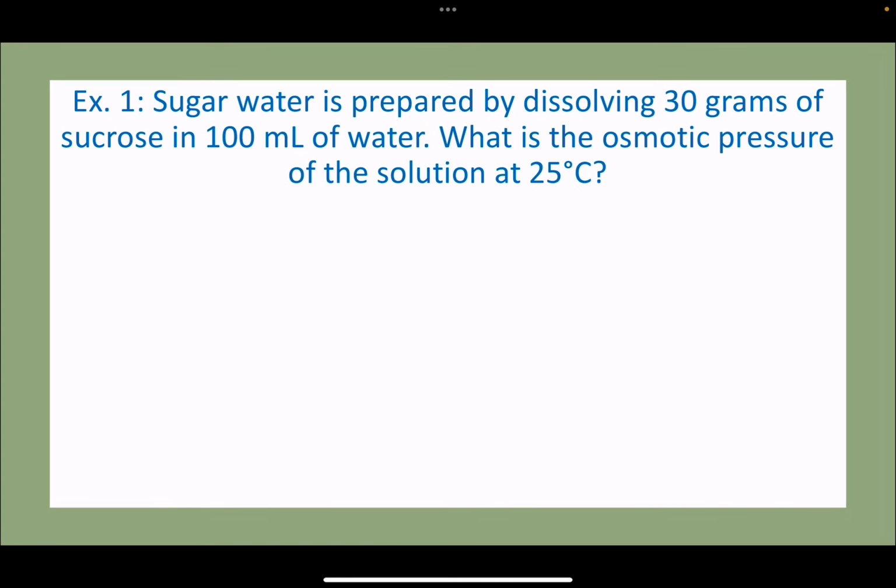We'll end this video with one worked example showing the Van't Hoff equation in action. The mathematical relation that relates vapor pressure to solute concentration is more complicated, so we'll reserve it for our unit on thermodynamics. Our example here says, sugar water is prepared by dissolving 30 grams of sucrose in 100 milliliters of water. What is the osmotic pressure of the solution at 25 degrees Celsius?